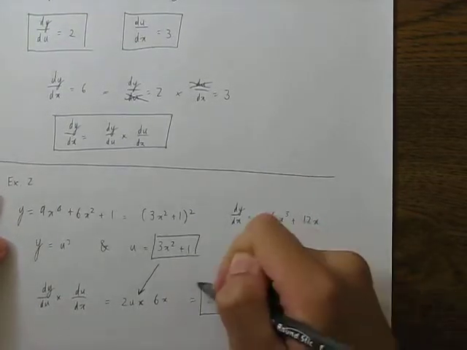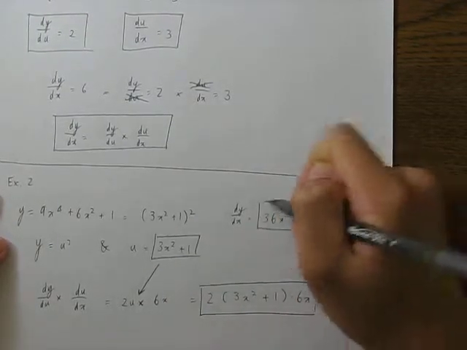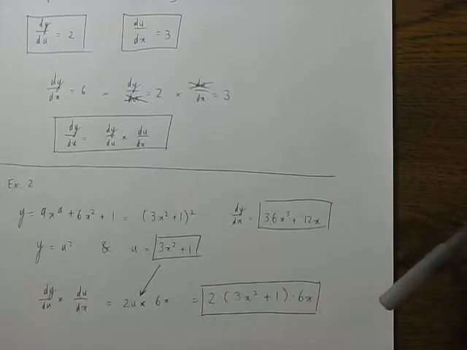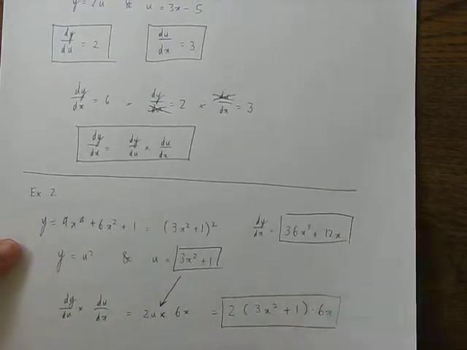So this, when simplified, equals this, okay? So now I'm going to teach you something known as the outside-inside rule, okay? Now it sometimes helps to think about the chain rule this way.